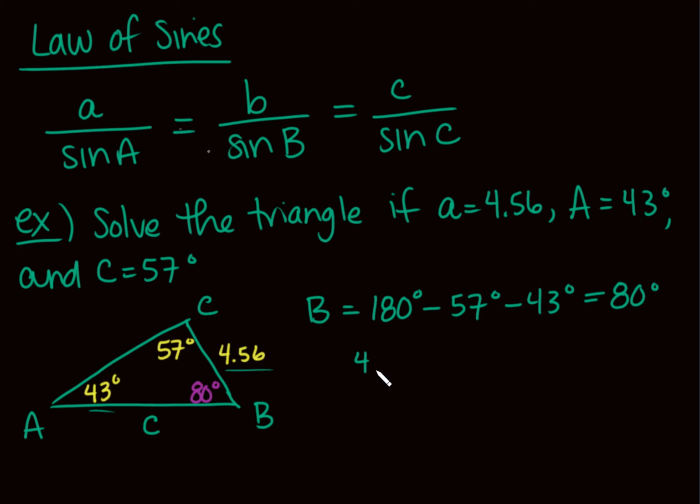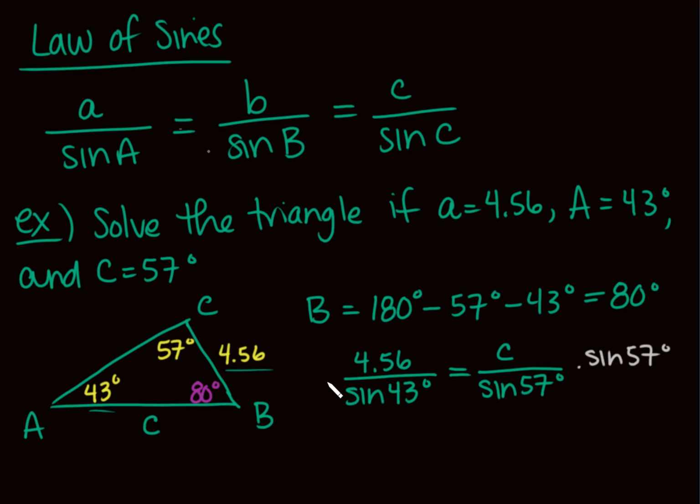So side a over the sine of A equals, so I'm just setting it equal to this guy here, little c, which I don't know, over the sine of 57, or the sine of C. And then you want to make sure your calculator is in degrees. All I'm going to do is multiply both sides by the sine of 57. So it's pretty easy to do.